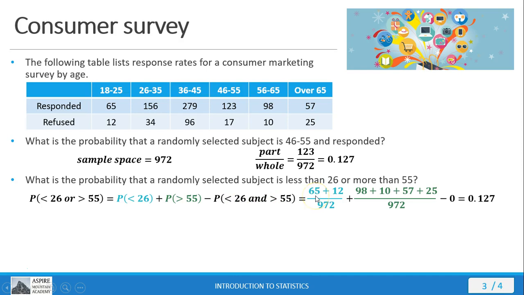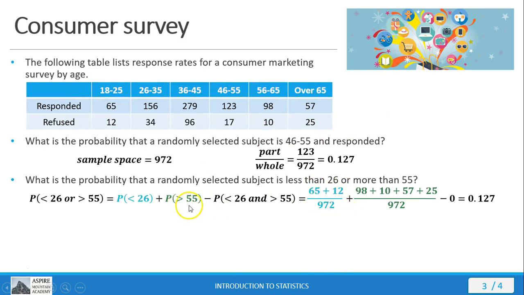So here we've got the probability for being under 26. If you're under 26, you're going to be in this column right here. So there's 65 and 12 in this column for the 18 to 25-year-olds. So there's our part over 972. That's the whole. That's everything added together. So there's the probability of being less than 26.